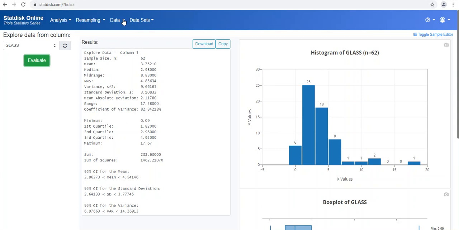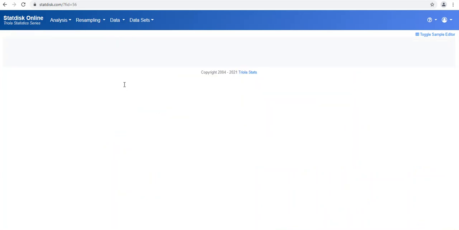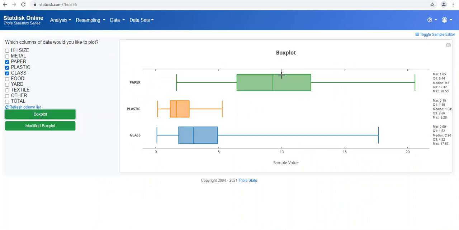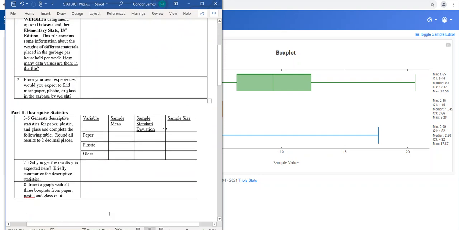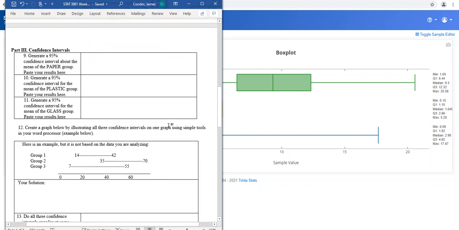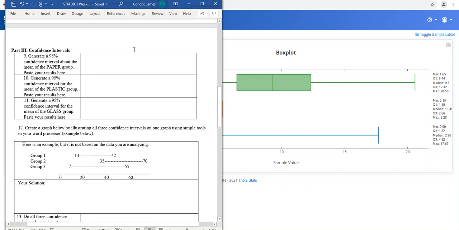So let's look at data and box plot. All right, and so you can do paper, plastic, and glass all together on one box plot. There you go. All right, so we're moving along very quickly, and now, and again, I want you to summarize.